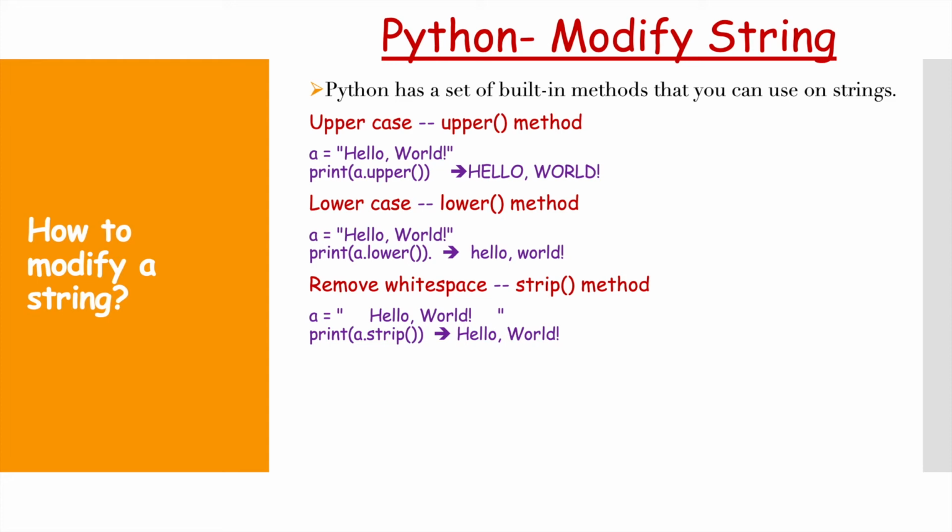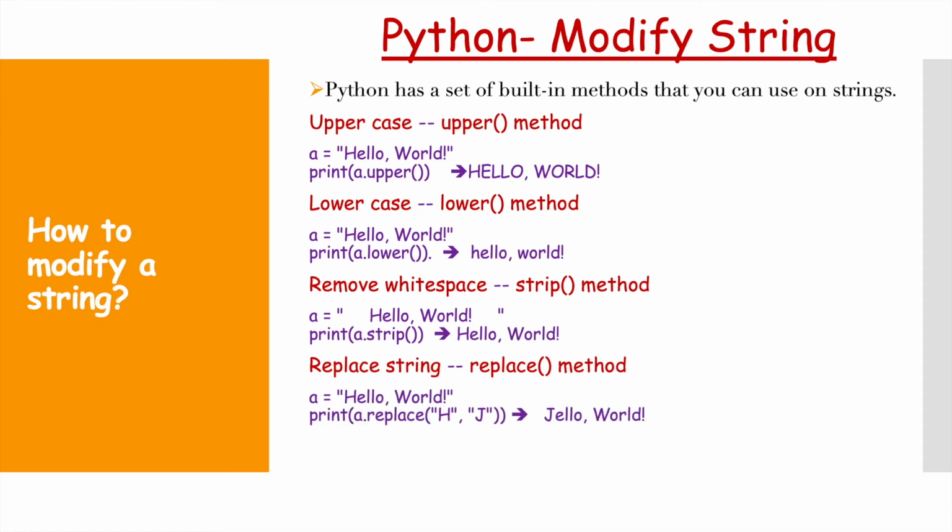So here in this example, you can see there's a white space before hello world and even after it. So when you're calling the strip method, it is removing all the white spaces. Then we come to the replace method. The replace method replaces a string with another string.